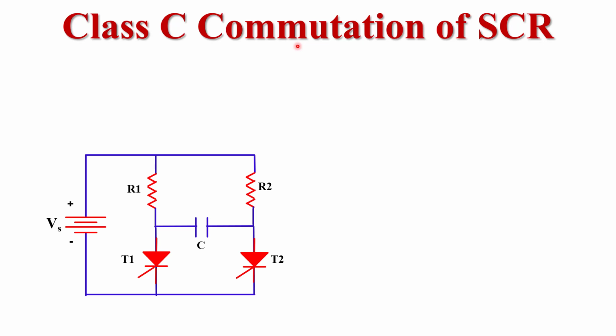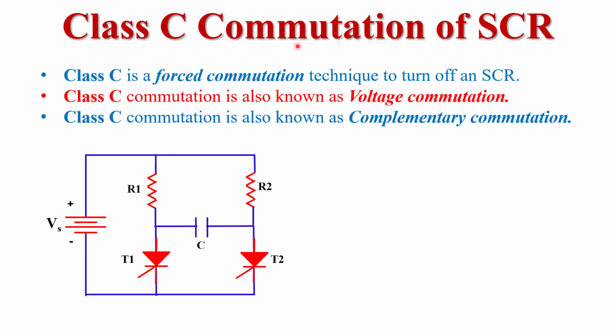In forced commutation, we turn off the SCR forcefully with the help of external circuitry. So here we use a class C commutation circuit to turn off the SCR. That is why it is called the class C forced commutation technique. Class C commutation is also known as voltage commutation because in this technique we apply a reverse bias voltage across the thyristor and the thyristor gets turned off.